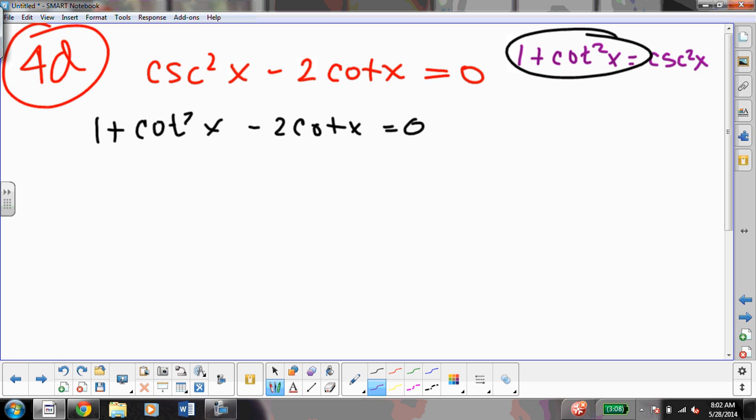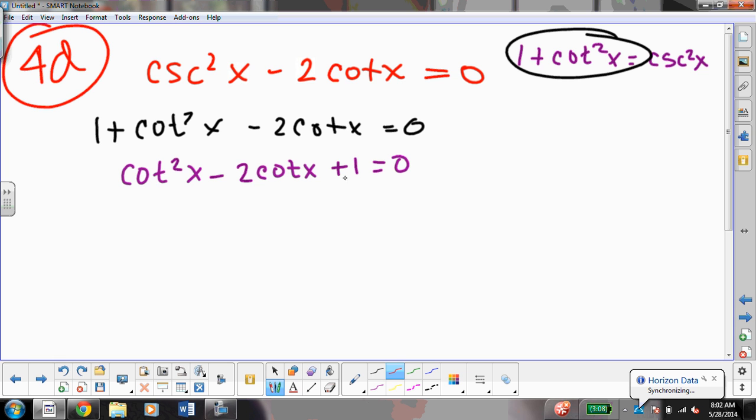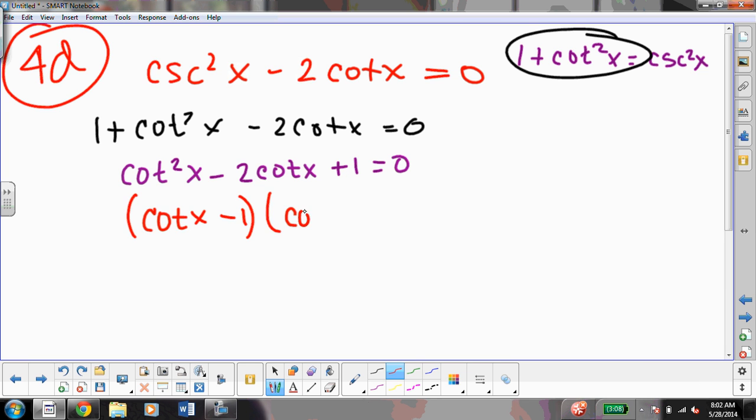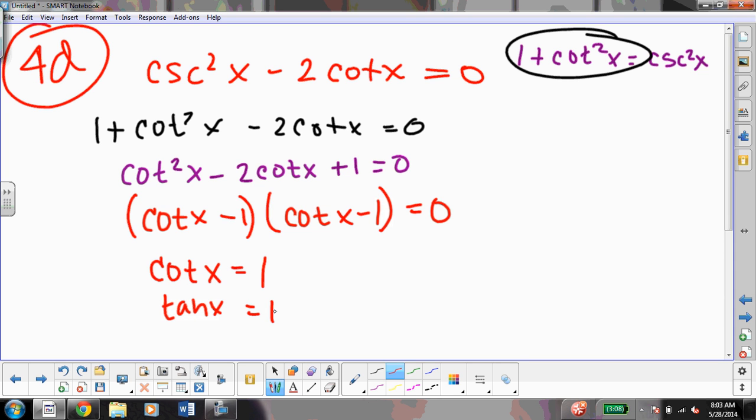Then I'll rearrange. And now I want to factor. So factors of 1 that add up to give me -2 would be -1 and -1. Since the leading coefficient of this cotangent is 1, we can jump straight to the parentheses. So really I'm only concerned with one function, and that's the cotangent of x equals 1. If the cotangent of x equals 1, then the tangent of x would also have to equal 1, because they are reciprocals.